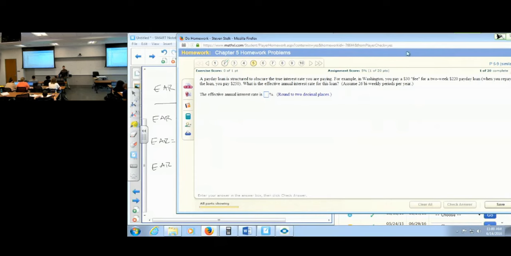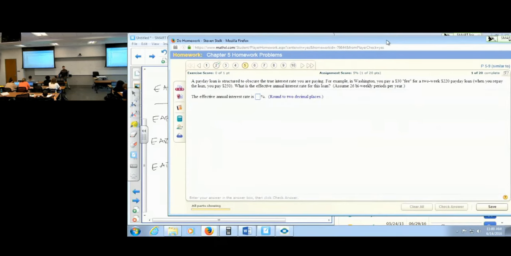There are a couple ways to work this one, but it's not obvious what they're doing on the example solution, so I'll talk about it a little bit. All right, number 5 says a payday loan is structured to obscure the true interest rate you're paying. For example, in Washington, you pay a $30 quote fee for a $220 payday loan. When you repay the loan, you repay $250. So the $220 plus the $30 fee. What is the effective annual interest rate on this loan?